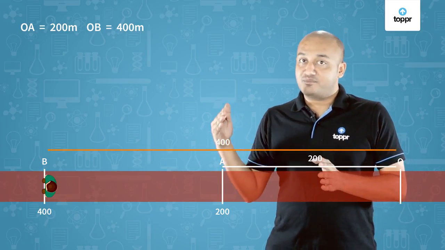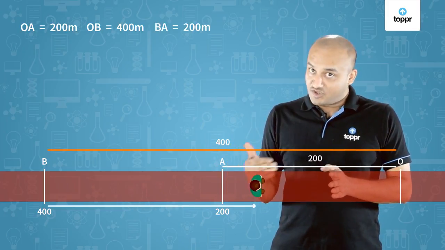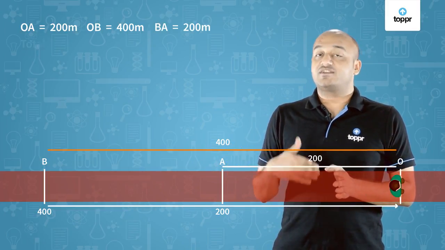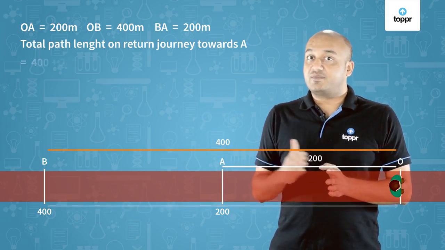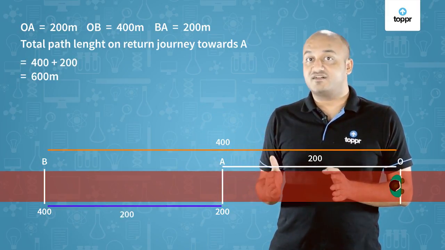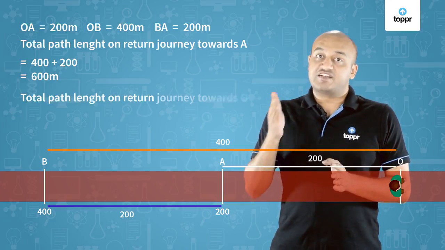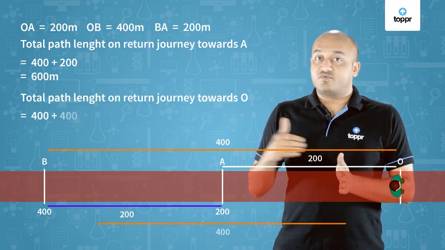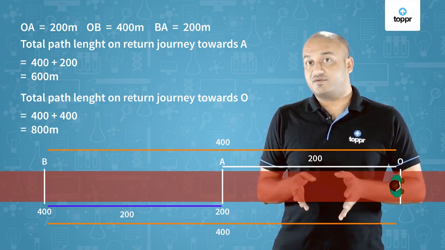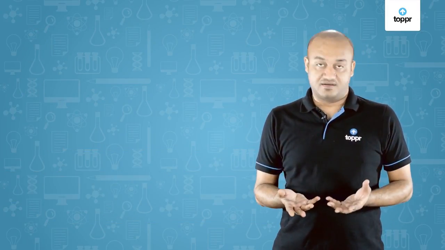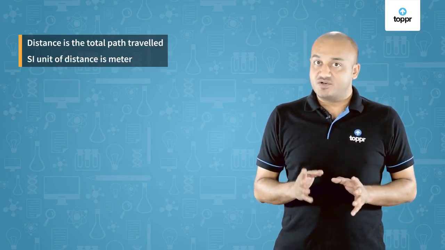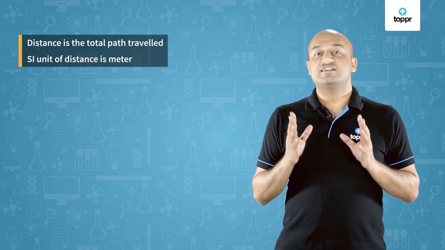When it's coming back from B to O, it will again cross A. So if you look at the total path length, on the return journey when it crosses point A, it will be 400 plus 200, 600 meters. And when it's back at the origin, it will be 400 plus 400, that is 800 meters. This path length is basically just the length of the path. Path length is also known as distance. The SI unit for distance or path length is meters.